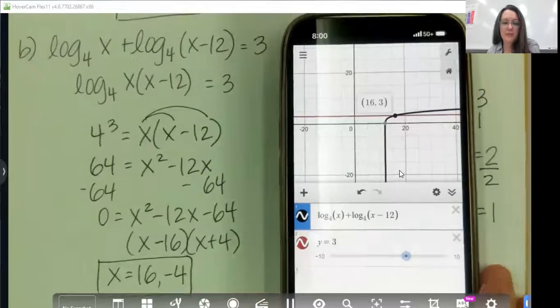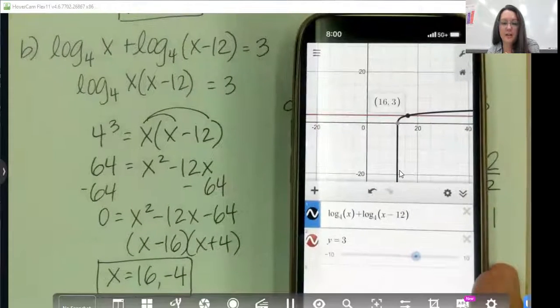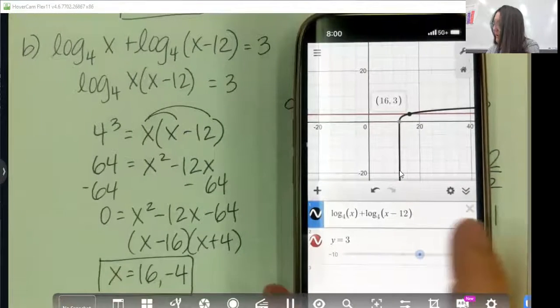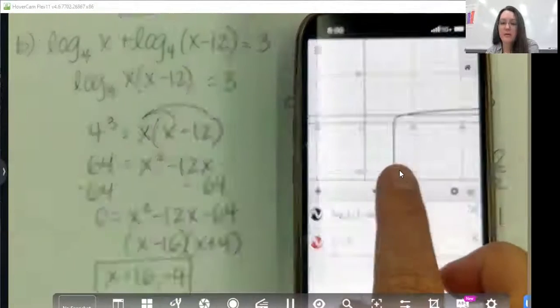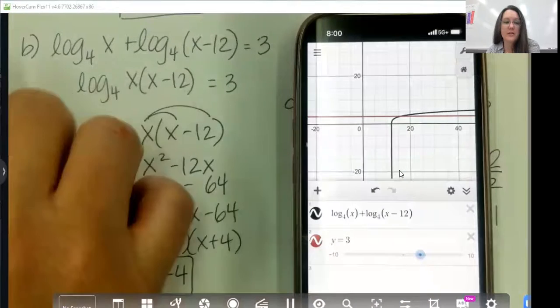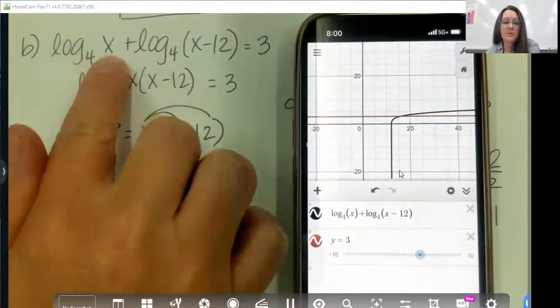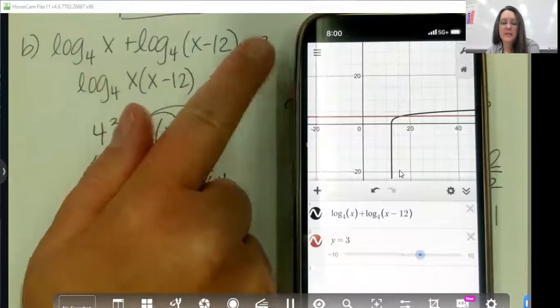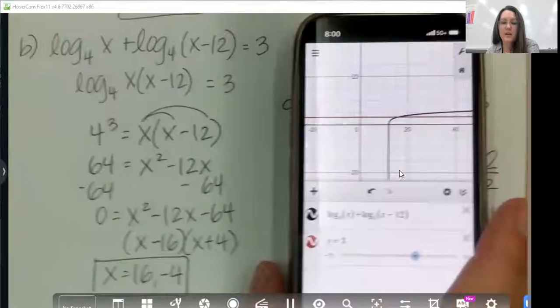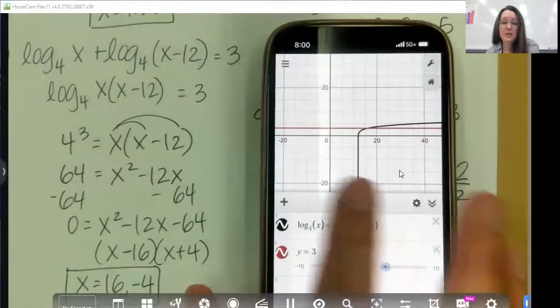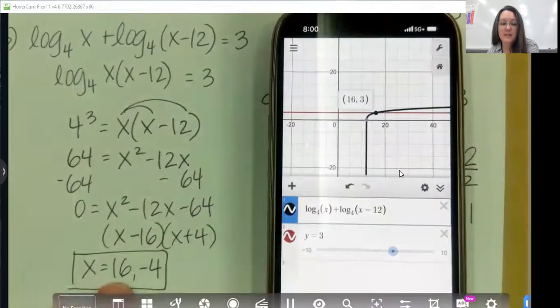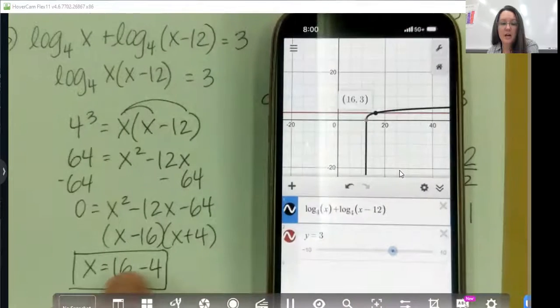Right, so this one is a really good example of an extraneous solution. So our solutions here were 16 and -4, but let's look at our actual graph. Here, the black graph is the left side of the function, log base 4 of x plus log base 4 of x minus 12. And then the red graph here is y equals 3. So notice that we do have an intersection point at 16. That's great, we got the right answer. But we have an extraneous answer here, -4.